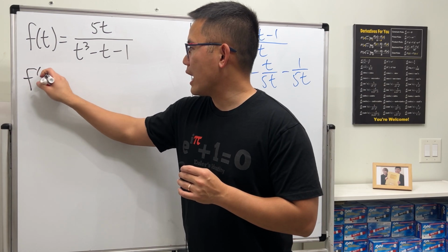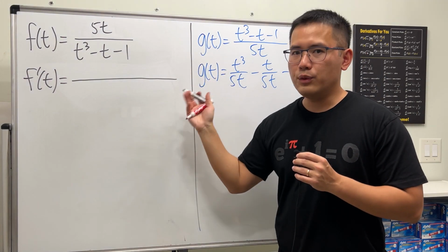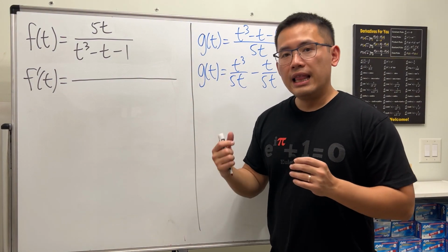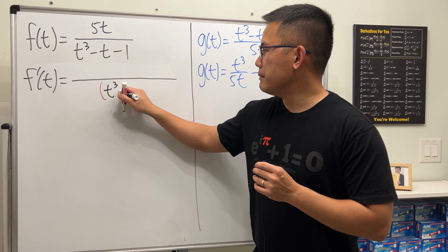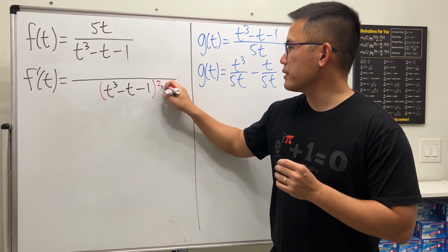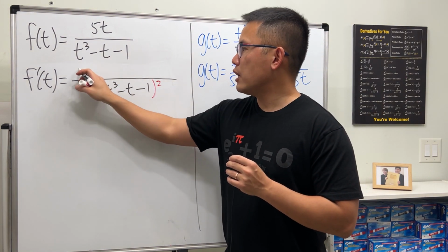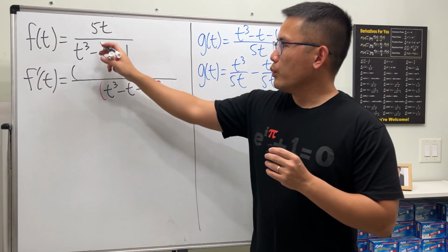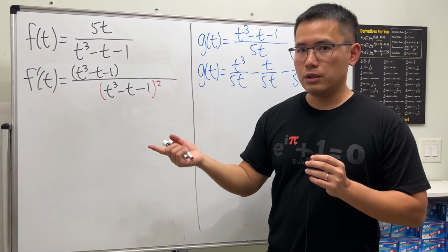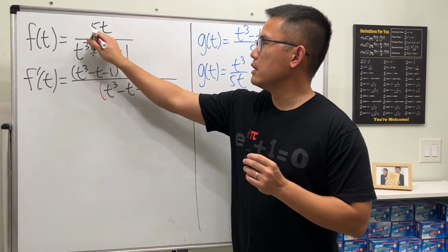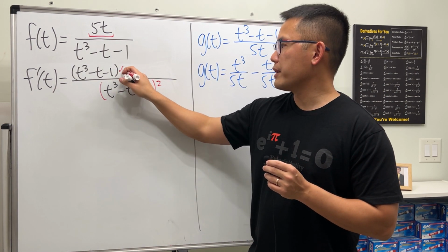I'm going to put down f prime for the derivative notation. And it's a quotient. We start with a fraction, we are going to end with a fraction. Get the fraction bar ready. Let's go ahead and square the denominator first. I am going to have t cubed minus t minus 1 squared, like so. And then for the top, we first write down the bottom function. It has 3 terms, so make sure you put down parentheses. We have t cubed minus t minus 1. And then we multiply by the derivative of the top function. The derivative of 5t is just a 5. So we multiply by 5 right here.